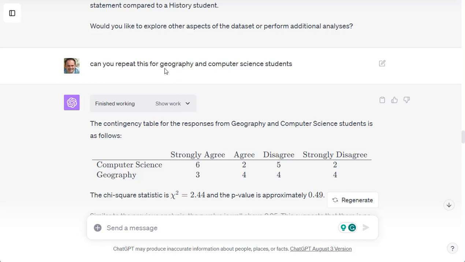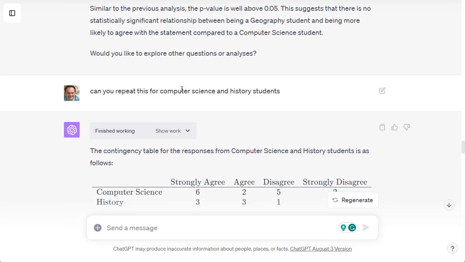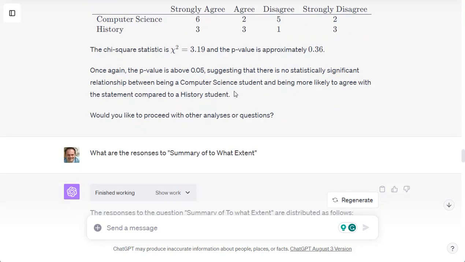You repeat it, but this time look at the relationship of a geographer to a computer science student, or repeat it for computer science to history. For all of those, they all came up with the same outcome. There's no statistically significant relationship.